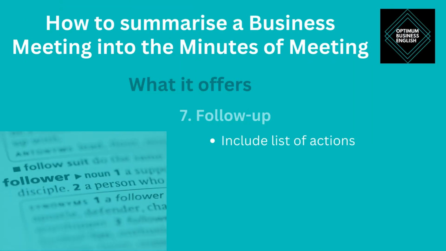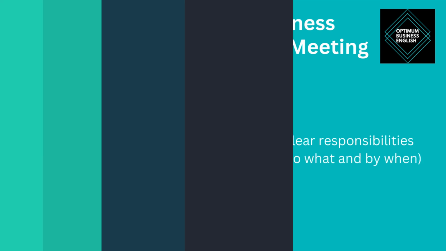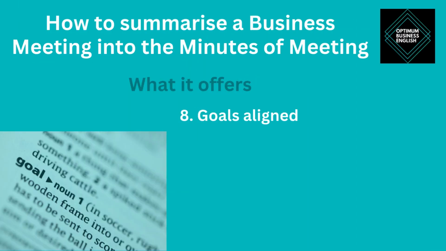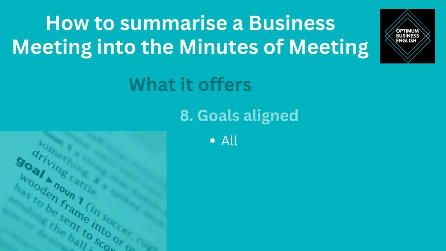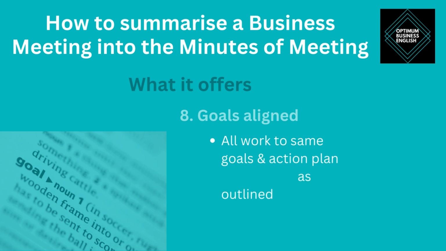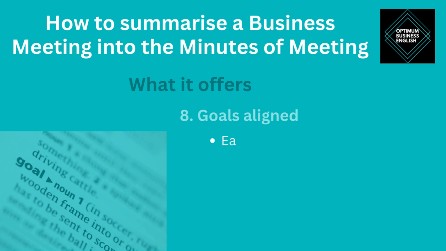The next thing it offers is the ability to follow up on agreed actions. Minutes usually include a list of actions and follow-up tasks that were agreed upon during the meeting, as well as providing clear responsibilities in terms of who is to do what and by when. It also ensures that all the goals of those involved in the meeting are aligned. What I mean by that is that it ensures that the team all work towards the same goals and action plan as would be outlined in the minutes.